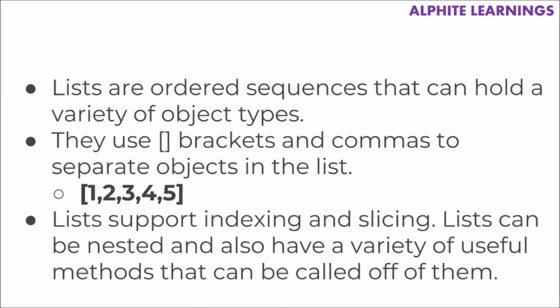A list is an ordered sequence that can hold a variety of object types. Whether you have a string, a character or an integer, it doesn't matter. It's just a collection of data types. A list starts with a square brace and ends with a square brace, and we separate each object in the list using commas.